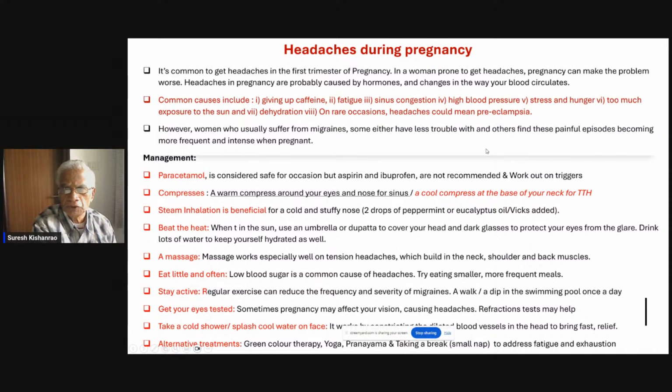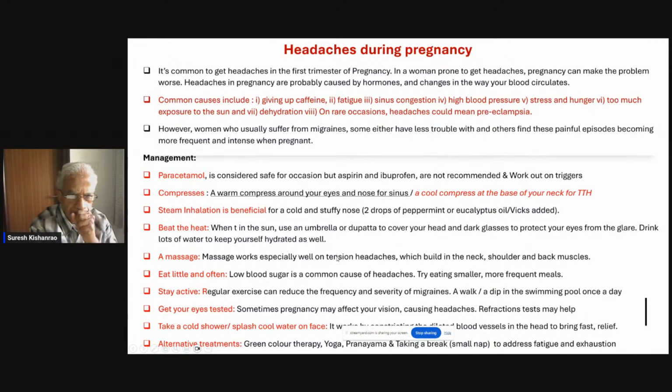The next special group is the pregnant women. Pregnant women basically suffer headaches in the first trimester. The hormonal changes during this period, being a transition, affect the blood circulation and they have headache. The common causes are giving up caffeine, general fatigue, sinus congestion, pregnancy-induced hypertension, stress, hunger, and too much exposure to sun or dehydration.